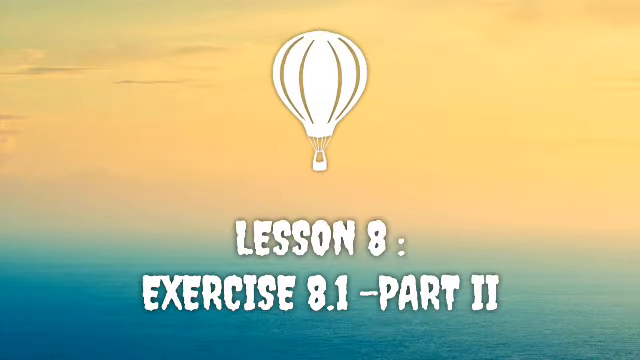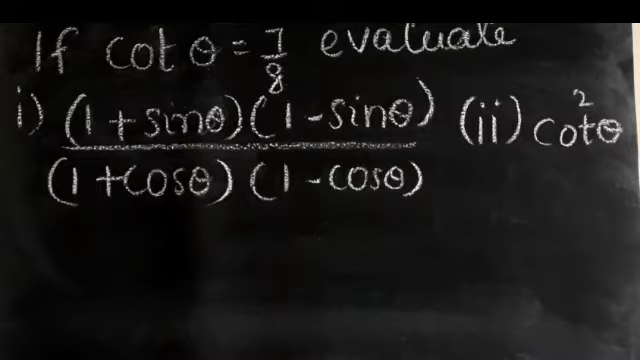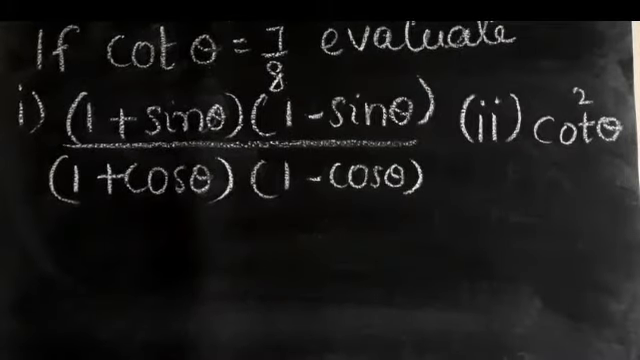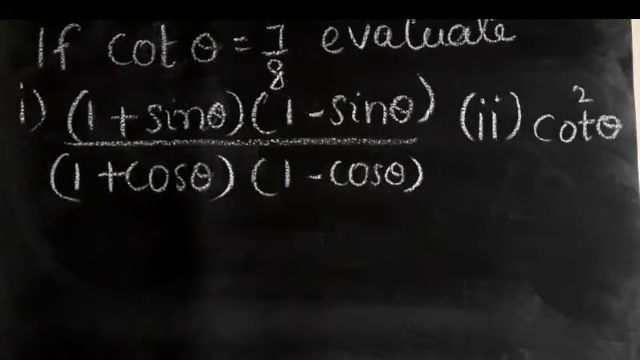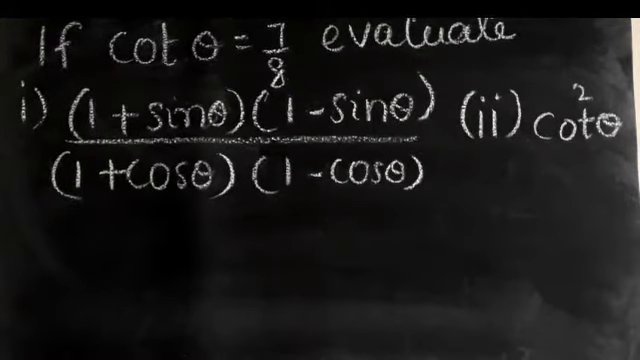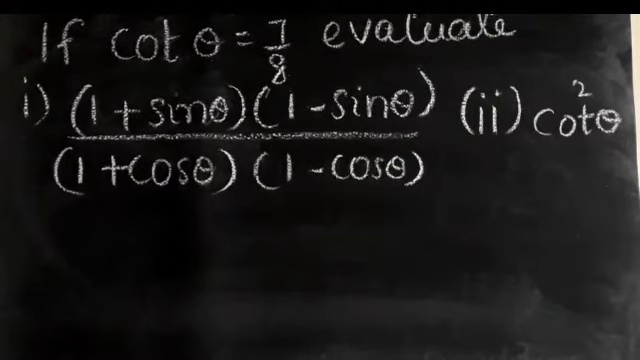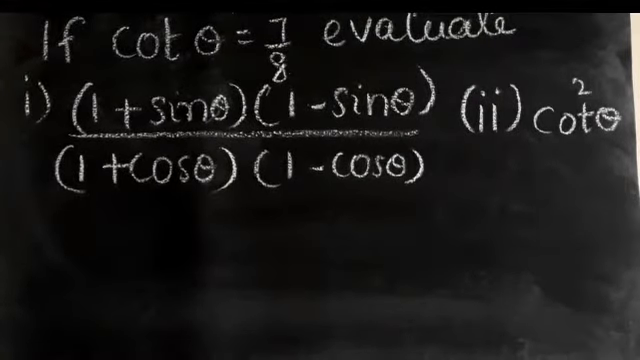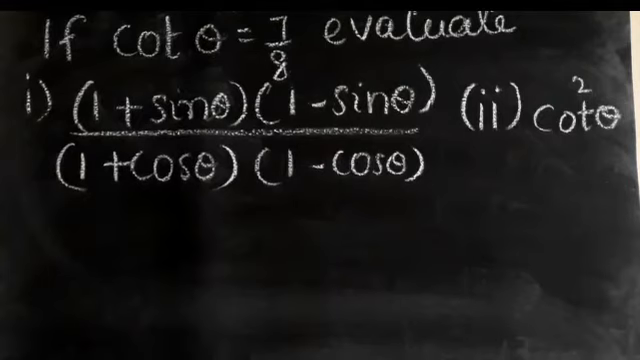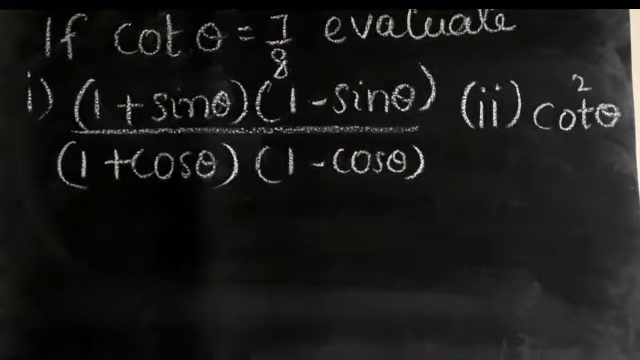In this section, we will continue our exercise 8.1. If cot theta is equal to 7 by 8, evaluate (1 plus sin theta)(1 minus sin theta) divided by (1 plus cos theta)(1 minus cos theta). And the second question, cot square theta. So, what is the first step?